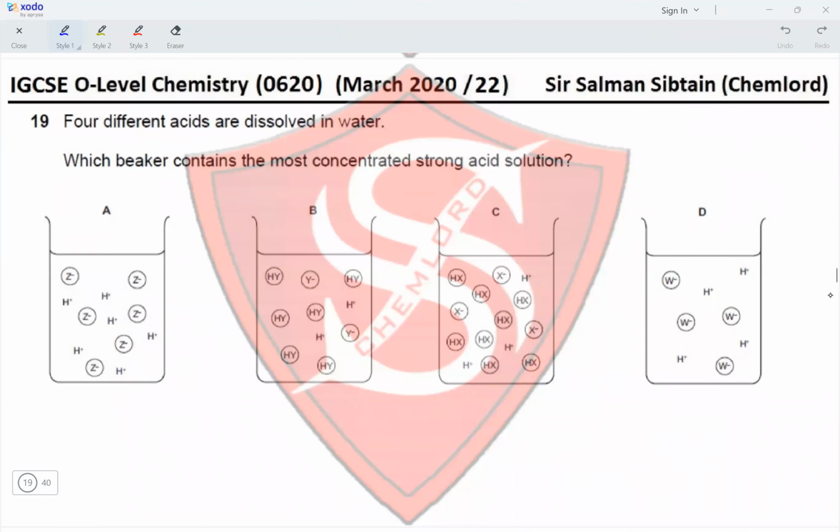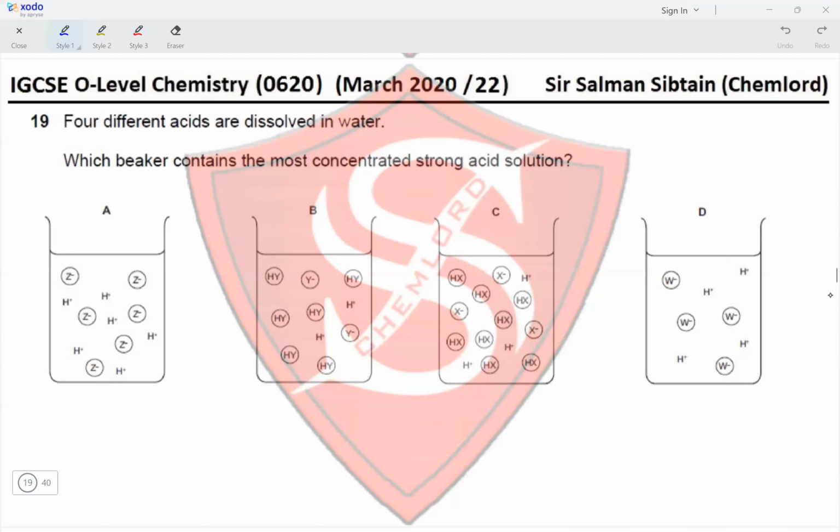Question 19. 4 different acids are dissolved in water. Which beaker contains the most concentrated strong acid solution? So strong acids are completely dissociated in aqueous solution and weak acids are partially dissociated. And concentrated acid would have more quantity of the acid in water. And dilute solution would have lesser quantity of the acid in water.